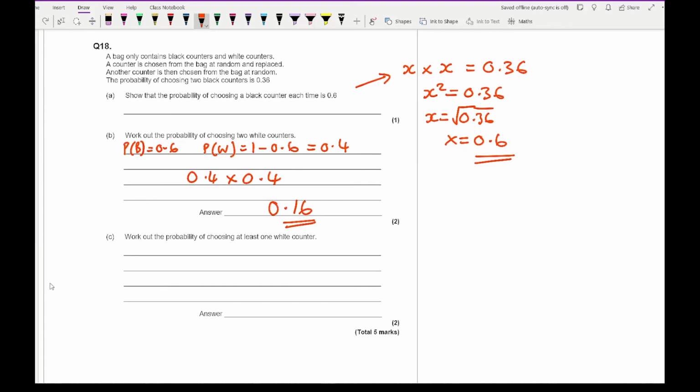It then says work out the probability of choosing at least 1 white counter. Well, that's going to be 1 take away the probability of choosing 2 black counters. So that's going to be 1 minus 0.36, which gives me an answer of 0.64. And there is my final answer. Now, if you did go another route of working that out, and you still get the answer of 0.64, then that is absolutely fine. What I've done on the screen is probably the most efficient way of working it out and still getting 2 marks.